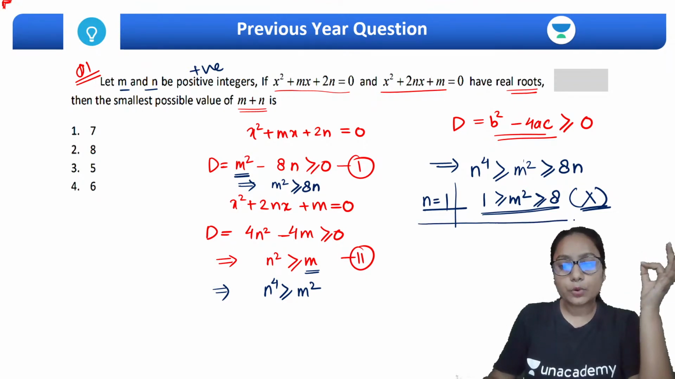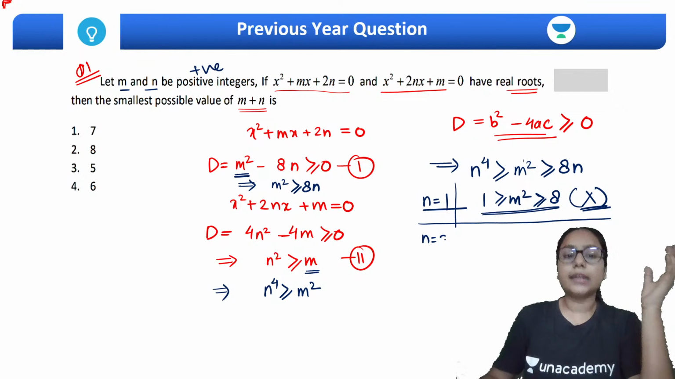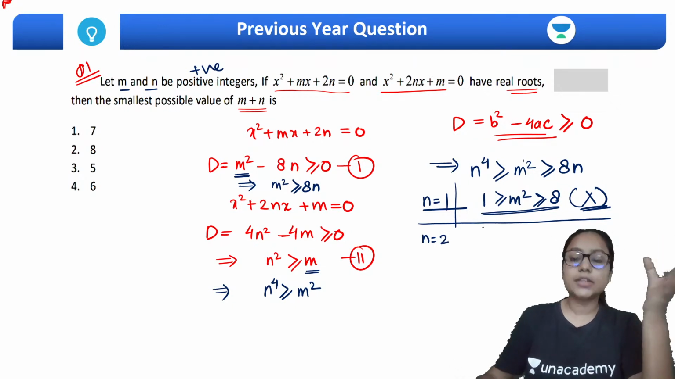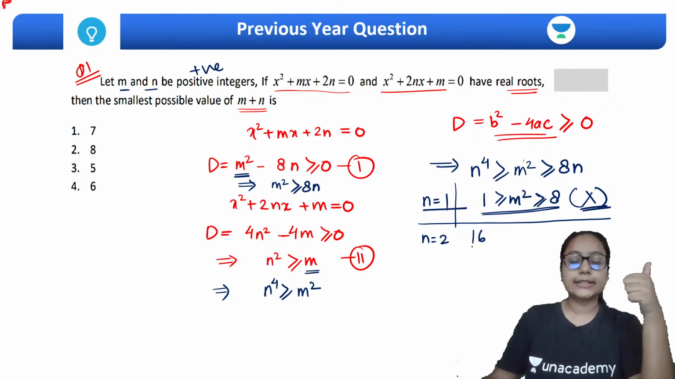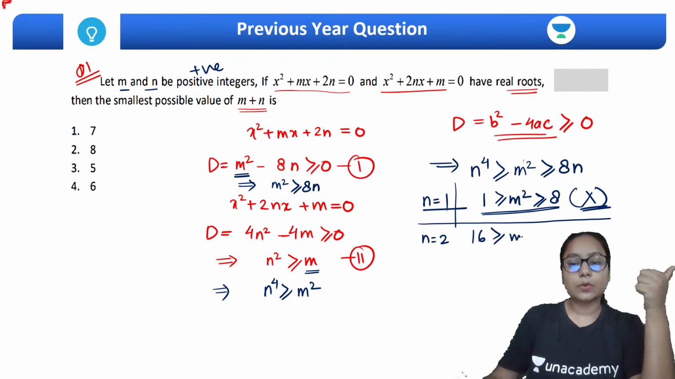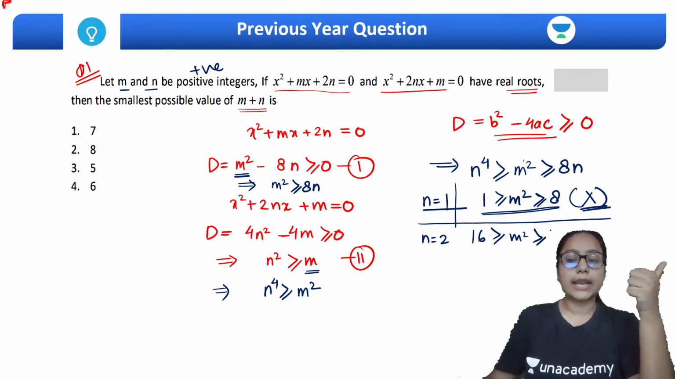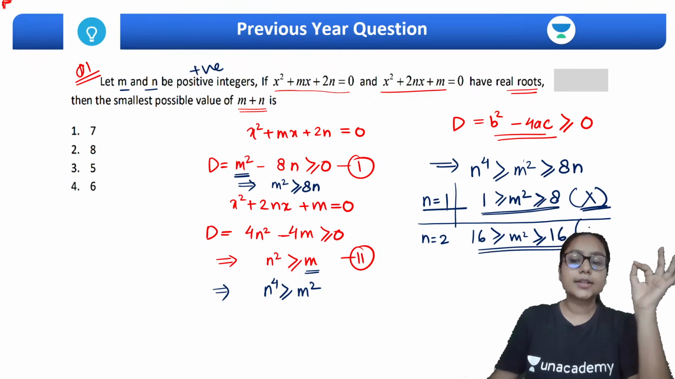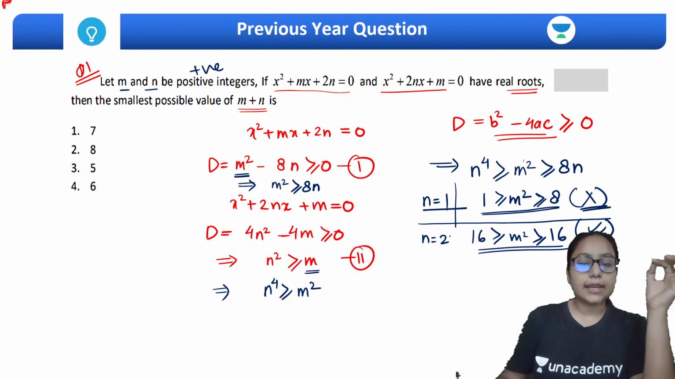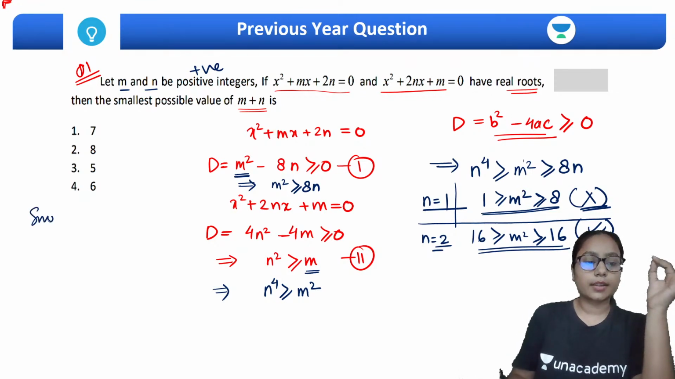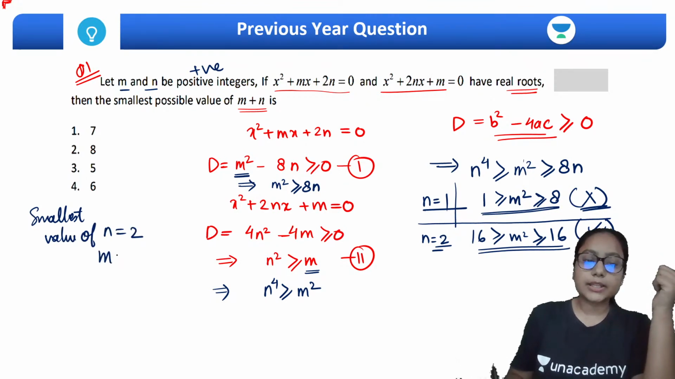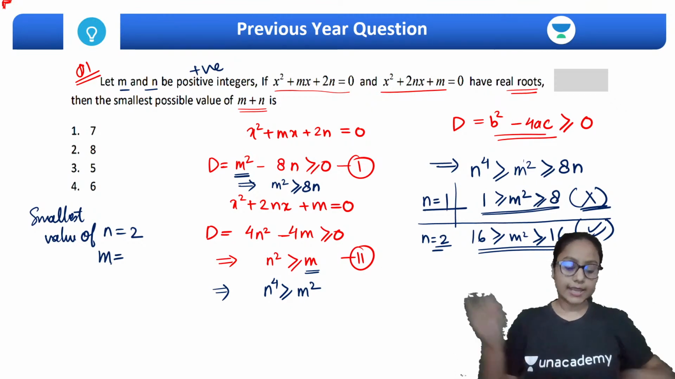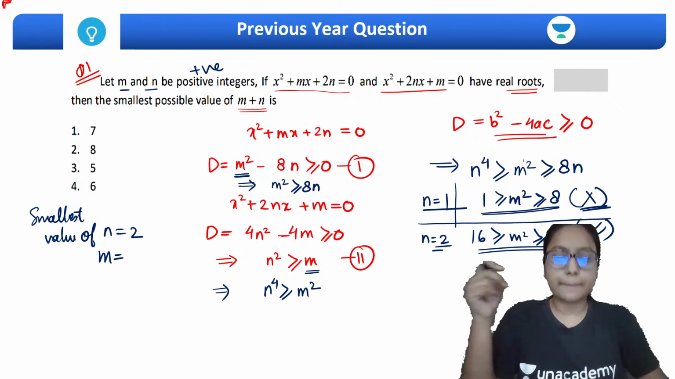So therefore, I am going to take n as 2, another positive integer. If n is 2, I get n raised to the power 4 is 16, this will be m square and this will be 8 into 2, that is 16. So this inequality is possible. This is true, right? So the minimum value of n is equal to 2. Can you tell me what will be the smallest value of m? If n is 2, what is the smallest value of m? Think about it.